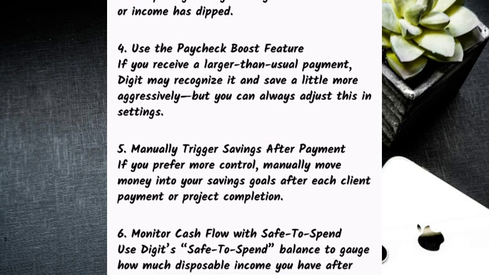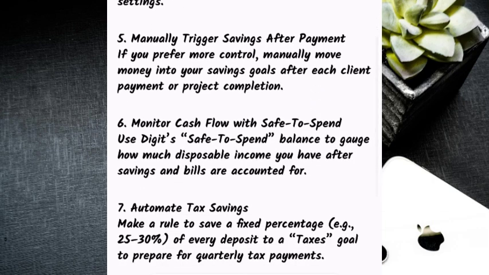Next, manually trigger savings after payment. If you prefer more control, you can manually move money into your saving goals after each client payment or project completion. You can also monitor cash flow with Save to Spend. So use Digit's Save to Spend balance to gauge exactly how much disposable income you have after savings and bills are accounted for.